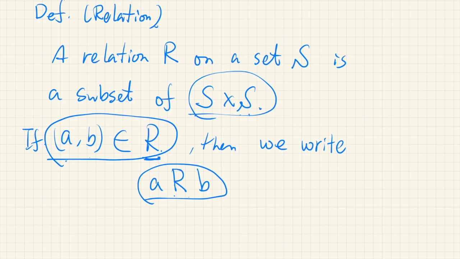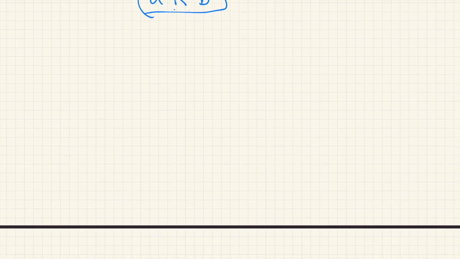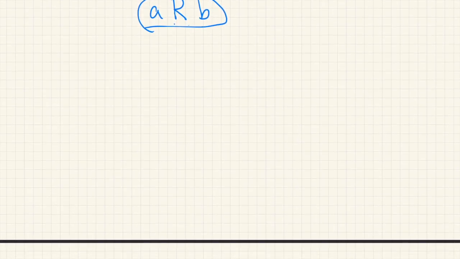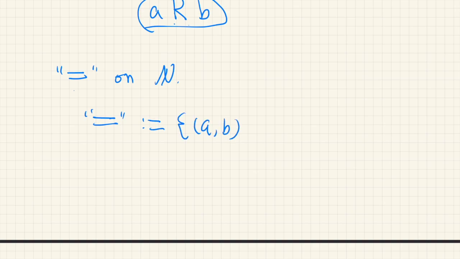Maybe this definition is a bit too abstract, so let's see an example. You know the equality on natural numbers. So equality on the set of natural numbers is a relation. What kind of relation is it? This equal sign is a relation. By definition, this is a set of pairs (a, b) where a and b are natural numbers and a is equal to b.